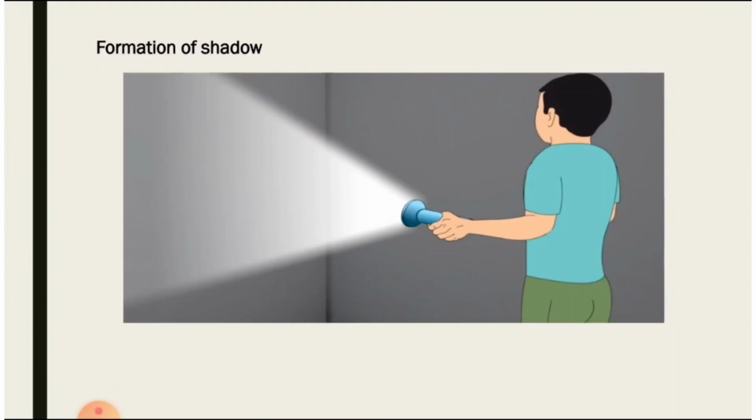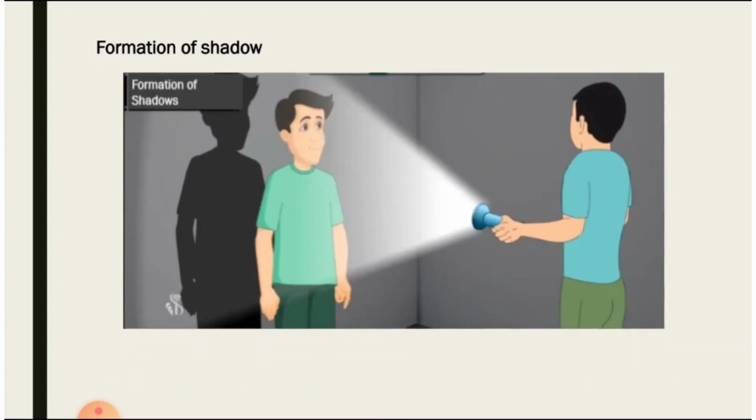Formation of shadow. Let us perform an activity. Take an electric torch, flash its light on a wall. You can see that the light can easily reach the wall. Now make your friend stand in between the torch and the wall. What happens? The light cannot reach the wall. There is a dark part, yes, next to your friend.